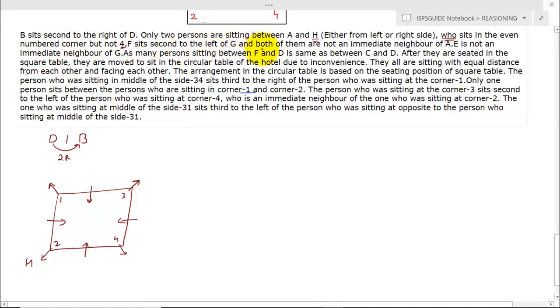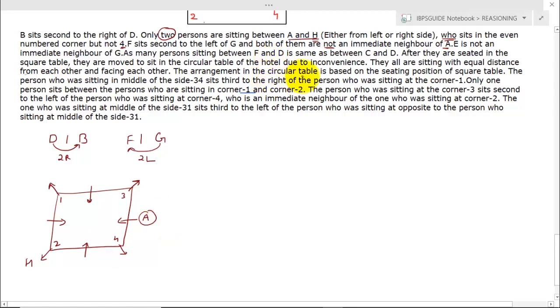F sits second to the left of G. So if we write in symbolic notation, G is here, and second left from G is this one. So note down second left. Both F and G are not neighbors of A. Where is A right now? We don't know the exact position of A, because it is clearly mentioned that 2 persons are sitting between A and H. So if H is here, then 1, 2, A may be here. So there is one possibility, and I mark this A in circle form.